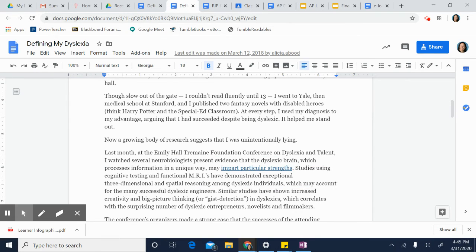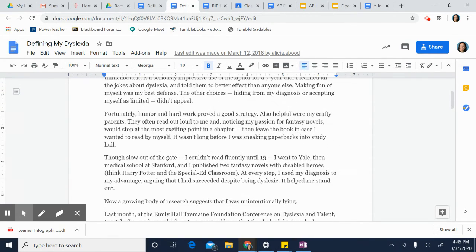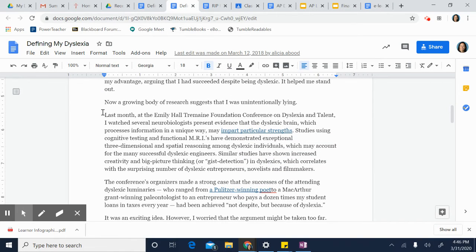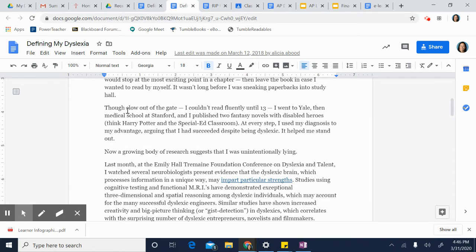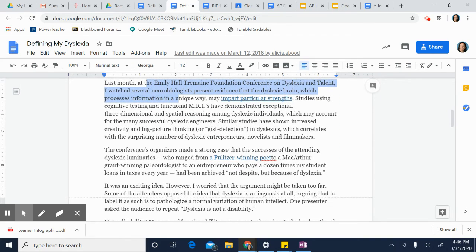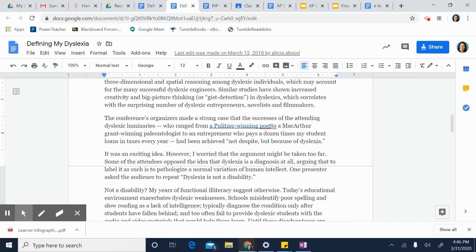Another one to look at, Defining My Dyslexia, which I know some of you read. I can share this out so that everyone has it as a model. This is another good one for transitioning from the personal, which he starts with, to, I love this one sentence transition, right? That connects the research with himself. And then we have at the Emily Hall Tremaine Foundation Conference, I watched several, so he's crediting where he's getting this information from. And so, again, using these writers as our models.